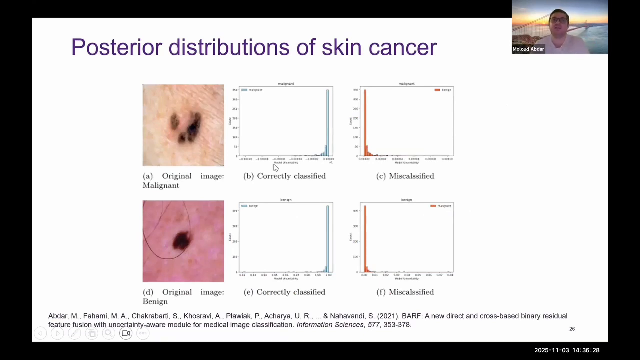These are the uncertainty distributions for skin cancer, for example, that we have shown. As you can see, for correctly classified and misclassified samples, these are two distributions and they are far from each other. It shows that the model is very, very confident. And the same thing for the other sample, sample B. Again, these distributions are far from each other. It shows the model is confident in its predictions, and we can somehow trust the decision made by the model.